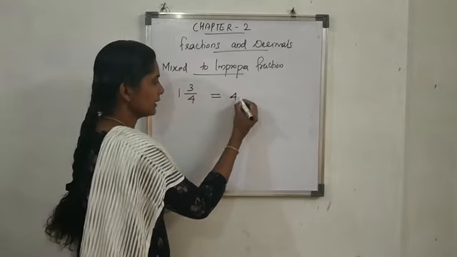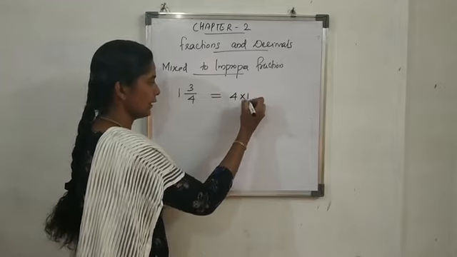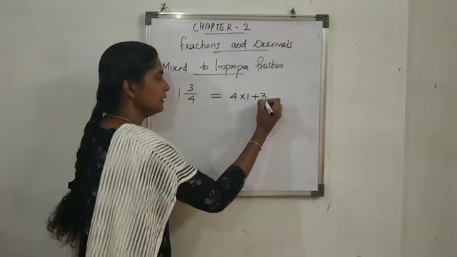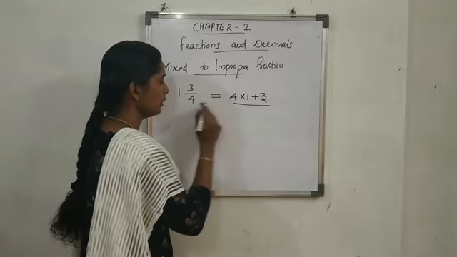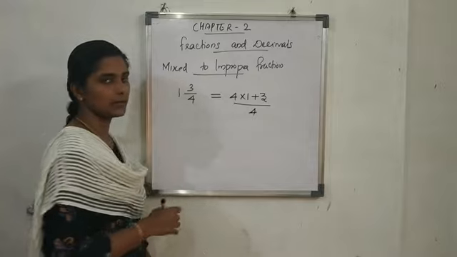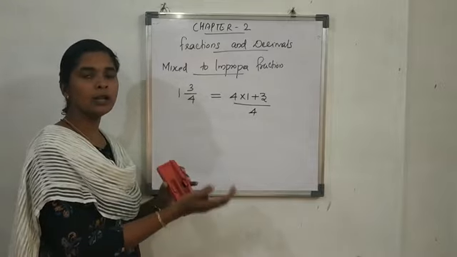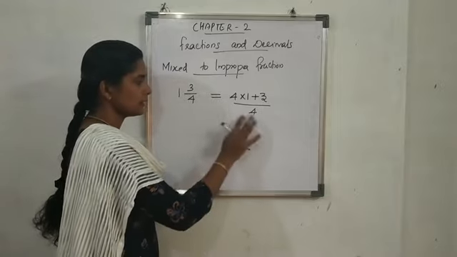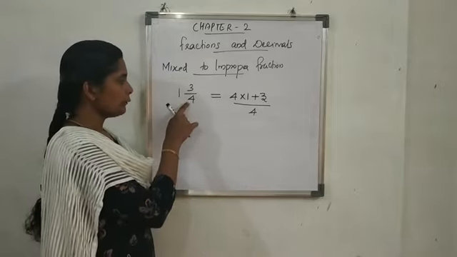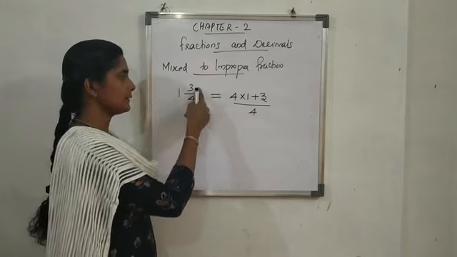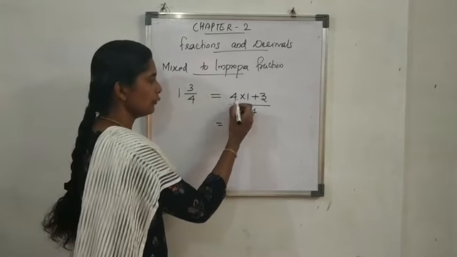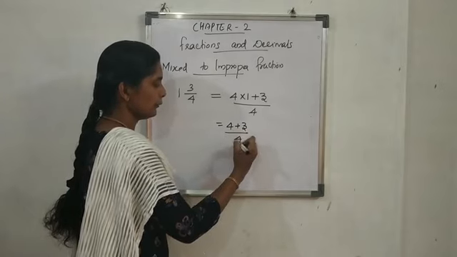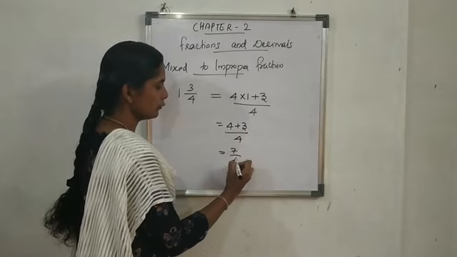First I just write the numbers here. 4 into 1: 4 is multiplied with the 1 and added with the 3 upon this 4. We can write the same denominator. It's a fraction, so there is a numerator and also a denominator. There is no change in the denominator, it is the same only, but how will you find the numerator? 4 into 1 plus 3, that is equal to 4 into 1 is 4, 4 plus 3 is 7, upon 4, which is equal to 7 upon 4.